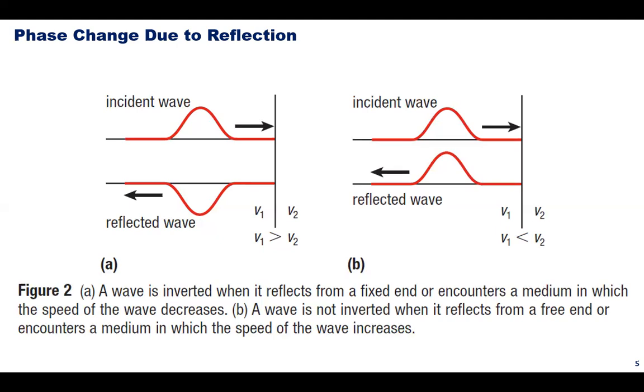Now suppose that the string is not fixed at one end, or the incident wave encounters another medium in which the wave can travel faster. Then the reflected wave will not be inverted. It will have the same phase as the incident wave. A wave that goes right through the medium, or is transmitted, does not reflect, so it's never inverted.